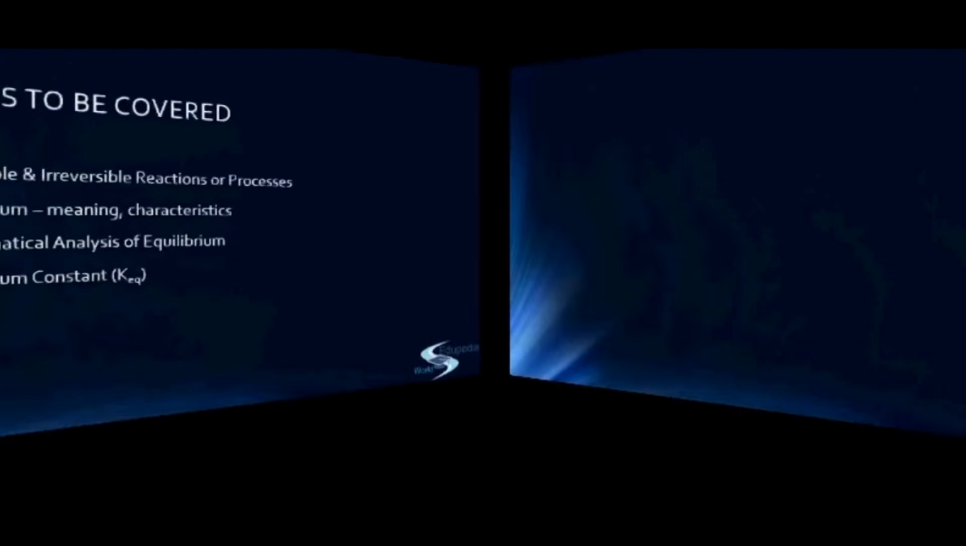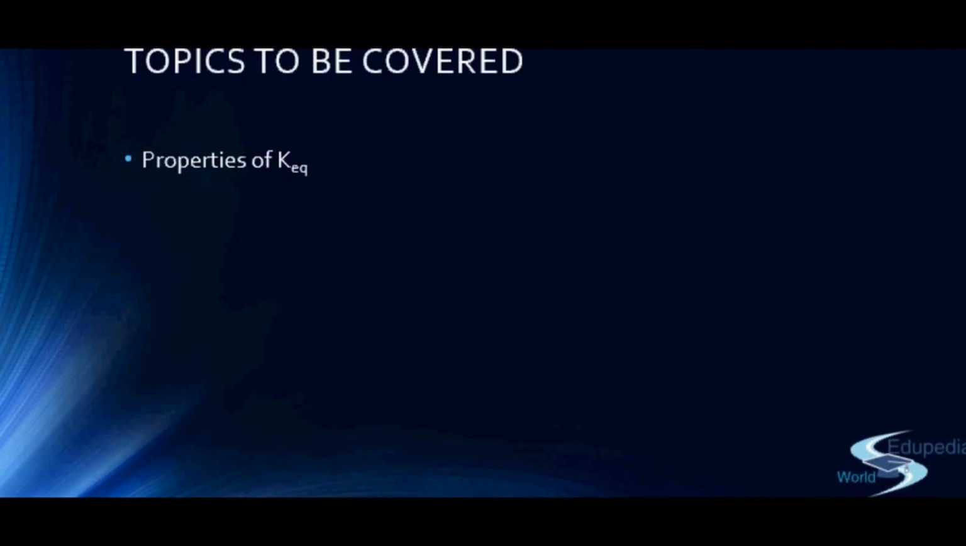So after this, once we have done that, we'll move on to the properties of K equilibrium, that is the different kinds of equilibrium constants which we can have, like Kp and Kc. Then we will also look at the various mathematical changes in K equilibrium as we change the reactions or stoichiometries of the reactions and so on.